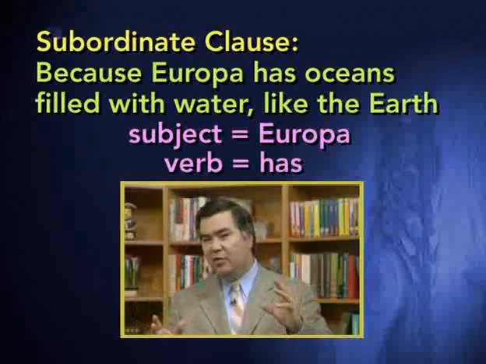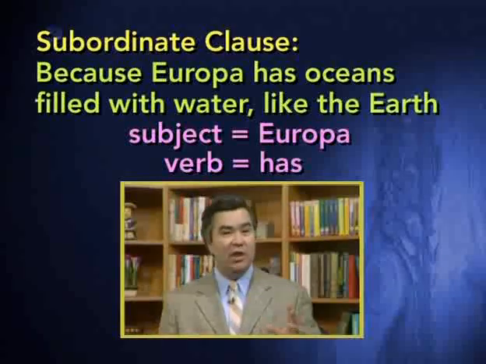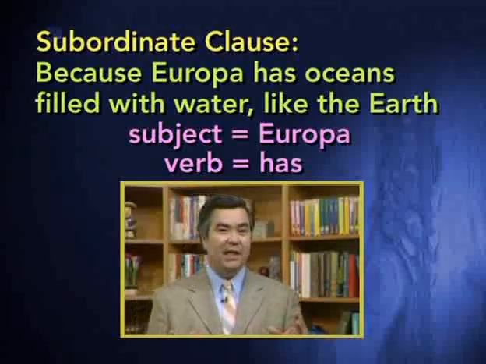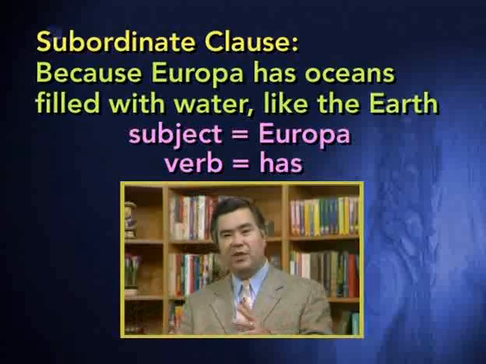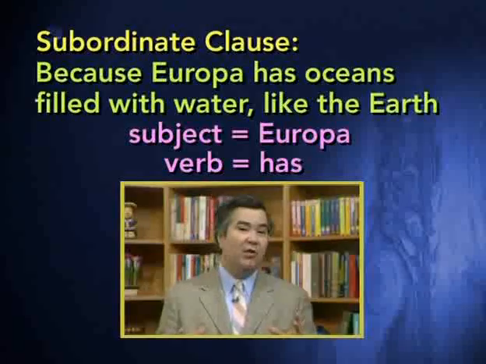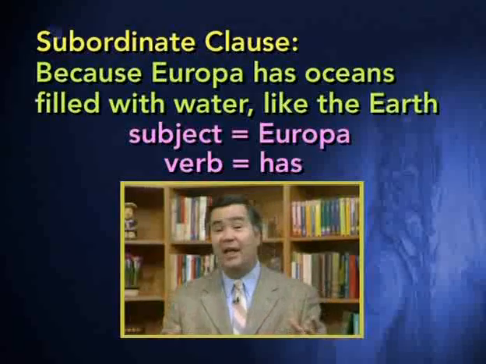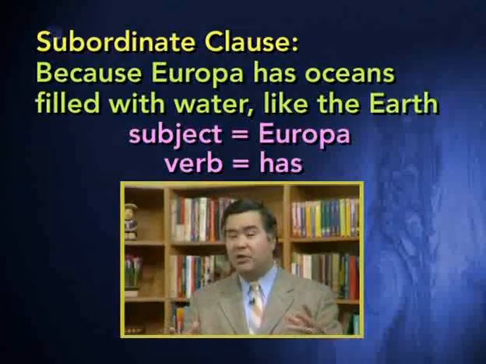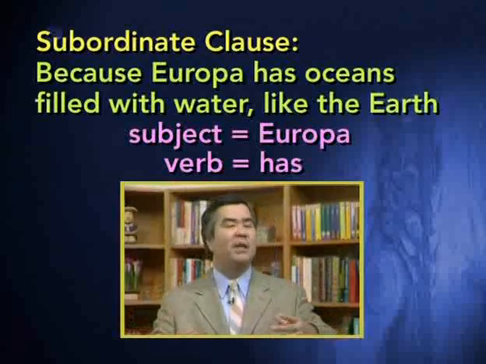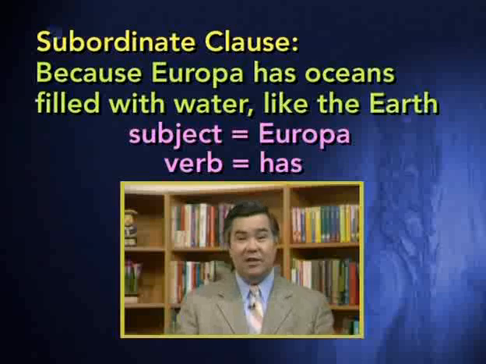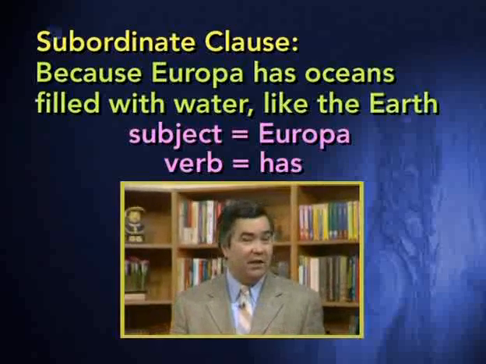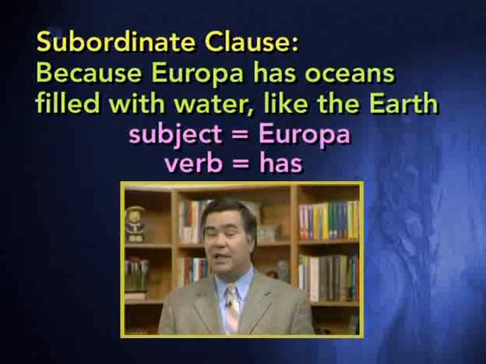No. I think if you listen to this group of words, you can see that the clause doesn't express a complete thought. It says, because Europa has oceans filled with water like the earth. This leaves you wondering what the speaker is getting at. Because Europa has oceans filled with water, therefore what? We're waiting for some conclusion. It sounds as though the sentence is leading to some conclusion, but none is presented. And therefore, this isn't a complete sentence.